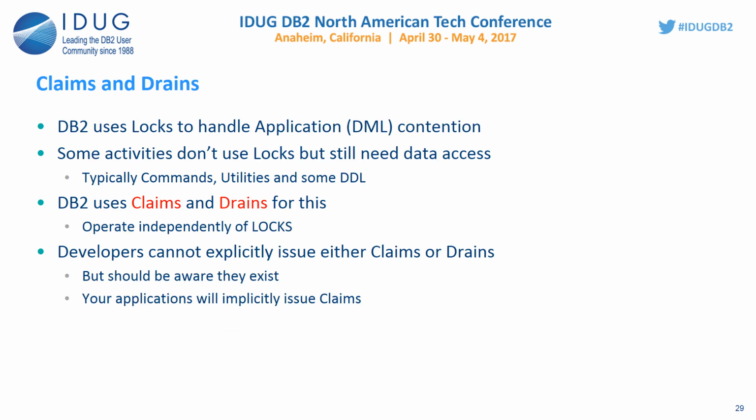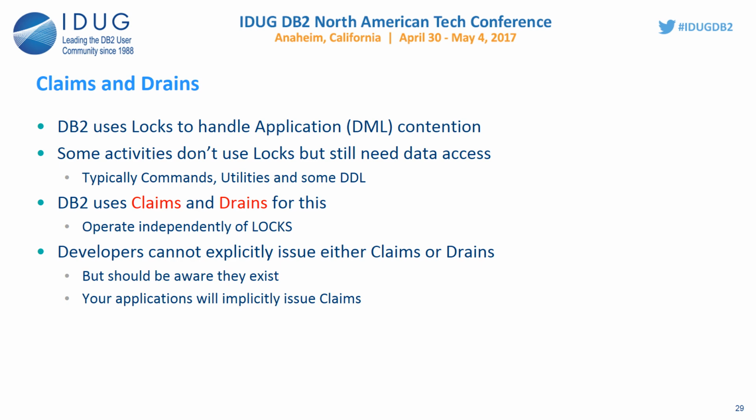Claims and drains are slightly different. Some activities, typically utilities, but also commands and DDL, need to update objects, but they don't use traditional SQL. And so DB2 uses a method of claims and drains to handle them. Generally, you can't issue a drain yourself, and we'll cover what these are in a minute. Now, there's nothing in a programming manual for SQL or assembler or any other programming language where you can issue one of these explicitly, but you might end up having them.